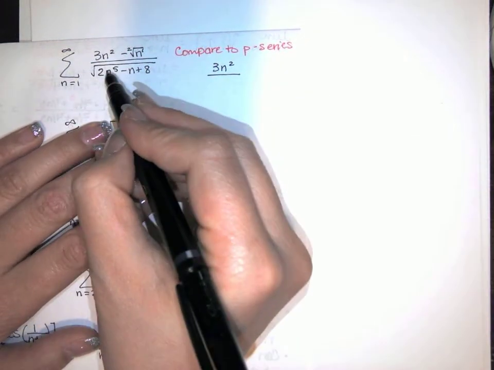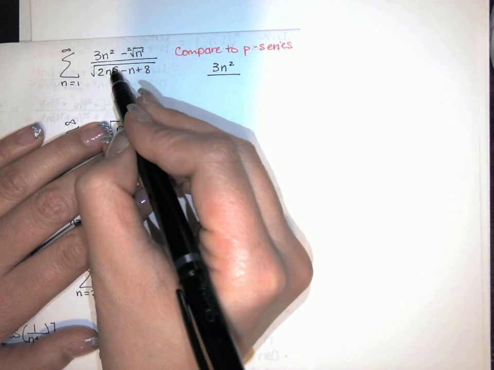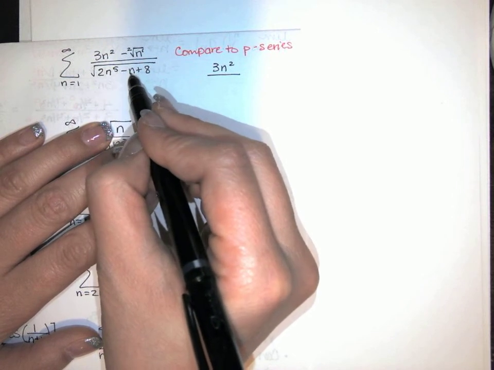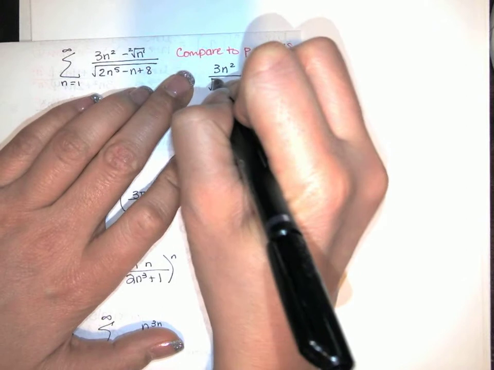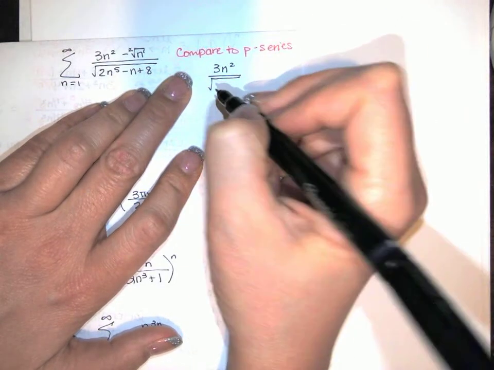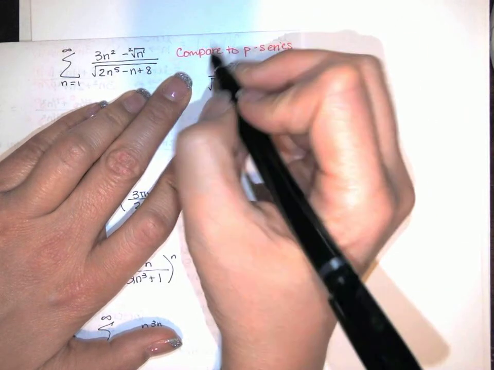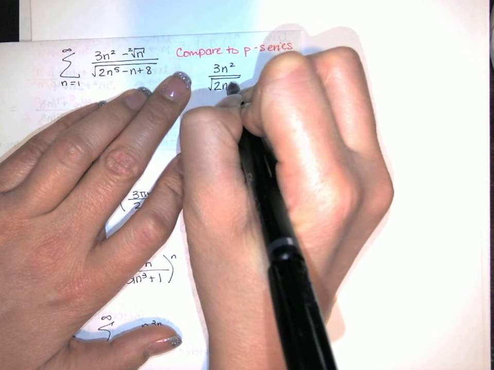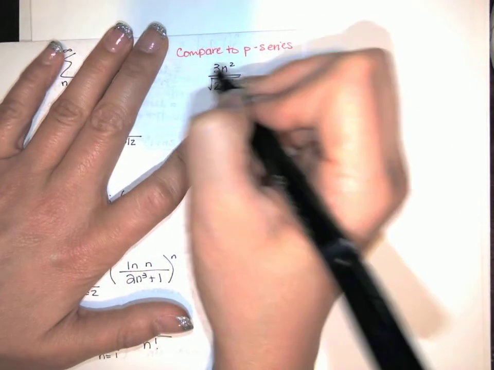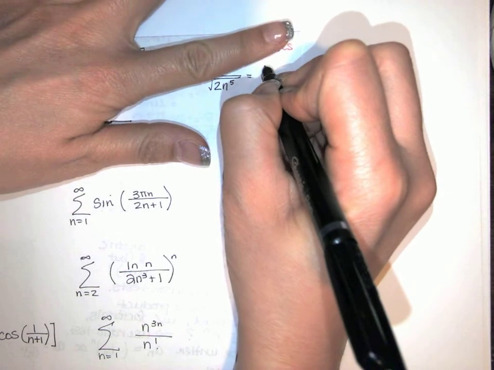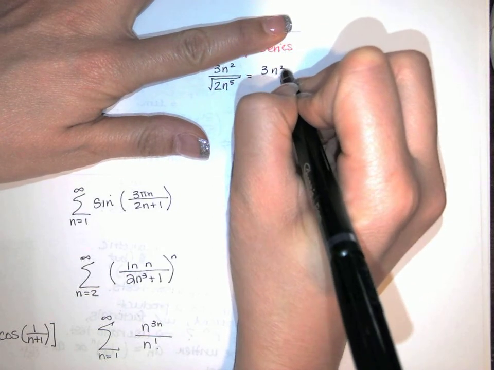And in the denominator, the 2n to the 5th dominates. The negative n doesn't matter much. The 8 doesn't matter much. So I would compare to a p-series with these terms. And you might say, technically it's not a p-series. You're right. It's a multiple of a p-series.